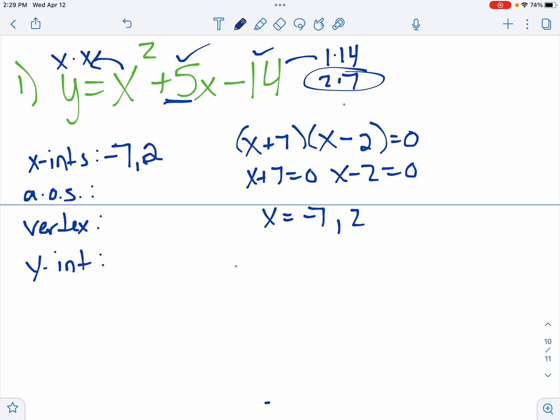All right, axis of symmetry. If we look at our notes again, axis of symmetry is an x equals line, and it is x equals the opposite of b over 2a. Well, my b value is 5, so the opposite of that is -5 over 2 times my a in front of the x squared, which is 1. -5 divided by 2 would be -2.5.